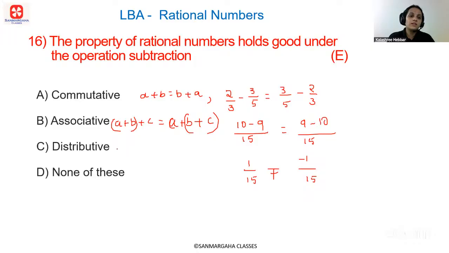Even the distributive property will not hold good under this operation for rational numbers. So the correct answer is none of these. None of these will hold good for the rational numbers. The correct answer is none of these.